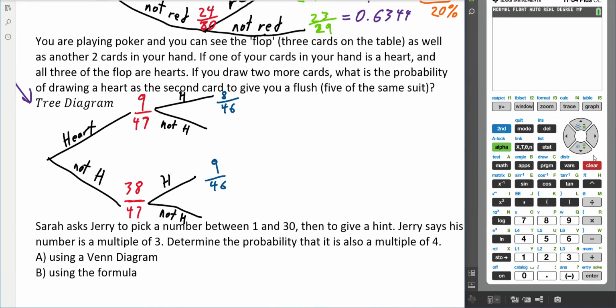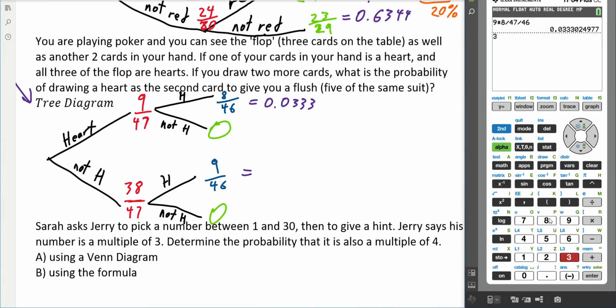Now we don't care about the other part here. We don't care about these 2 numbers. So we're just going to leave them, and we're going to calculate out, if we multiplied those, what would we get? So 9 times 8 divided by 47 divided by 46, and we get 0.0333. Okay, so pretty low chance.